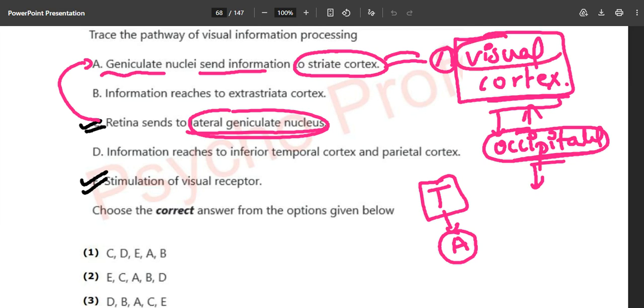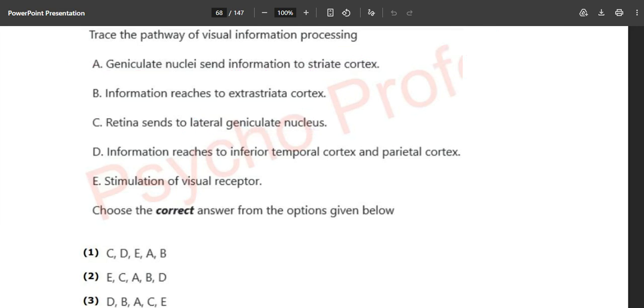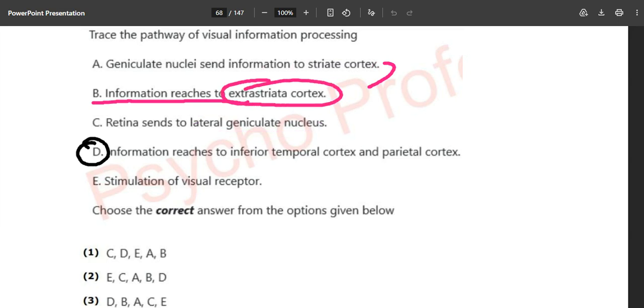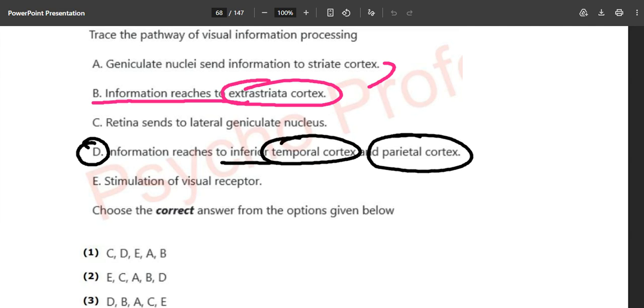Now, the other name for visual cortex is nothing but your striate cortex. From this striate cortex, what will happen? Information will reach to the extrastriate cortex, and after that, the information reaches to inferior temporal cortex and parietal cortex. So how is it happening?